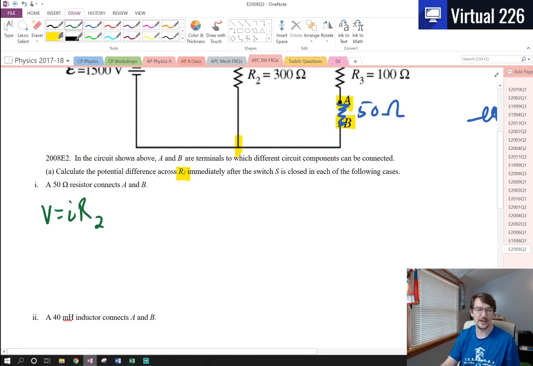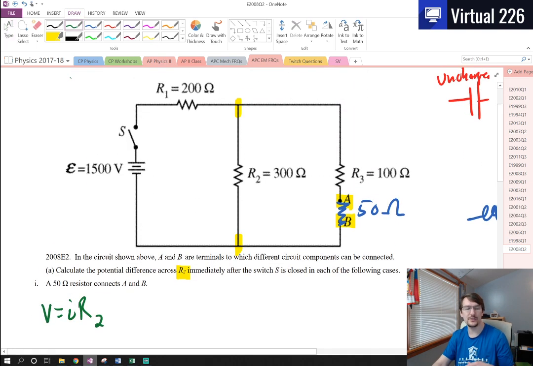What we need to do is find either the current running through that circuit branch, or figure out how much voltage is being taken away initially by R1. Then this drop here to here, from the yellow to the yellow, will have to be whatever's left over, because when we come back to our EMF, we've got to be back at 0. So if, let's say, R1 was taking like 500 volts, then R2 would take the rest of it, 1,000, because 1,000 and 500 add up to the 1,500. So we could do that in either way.